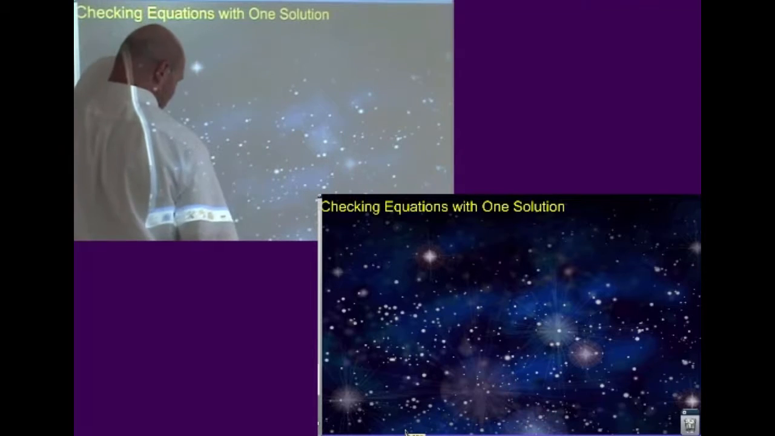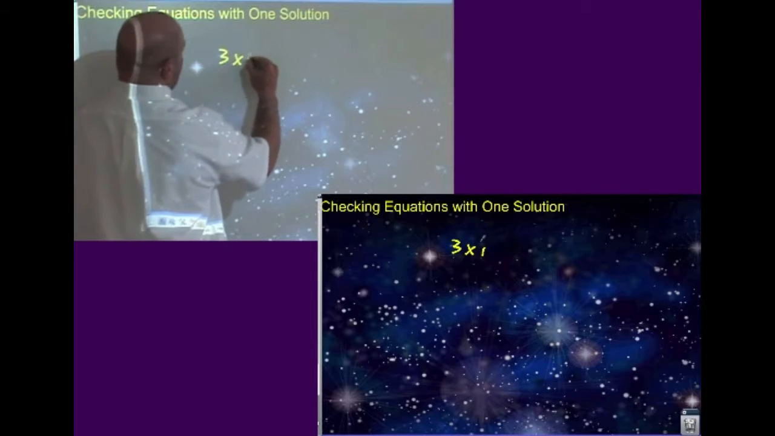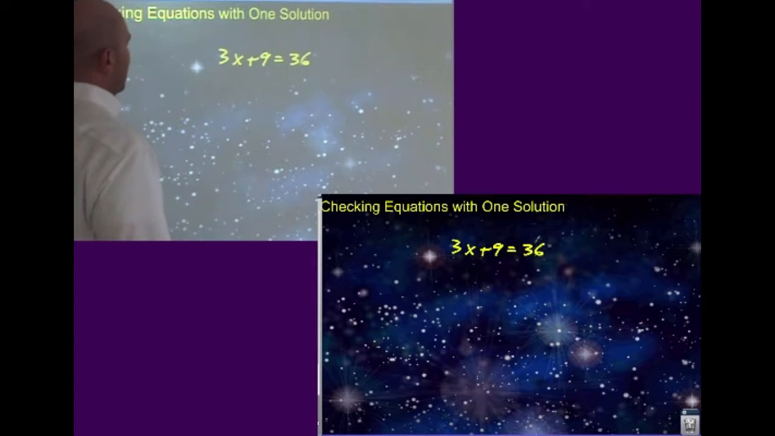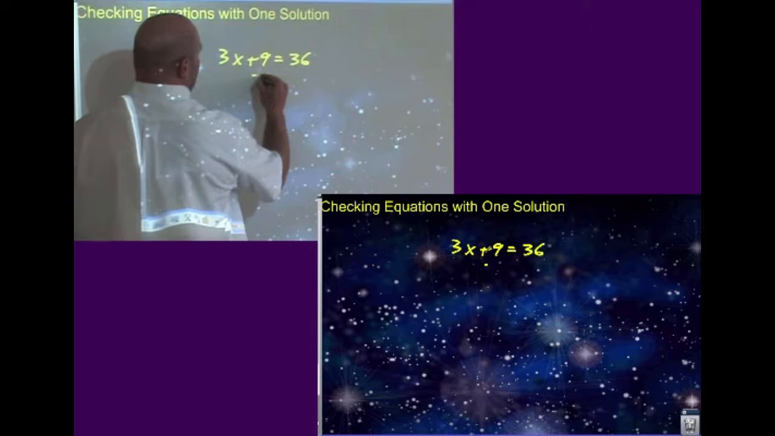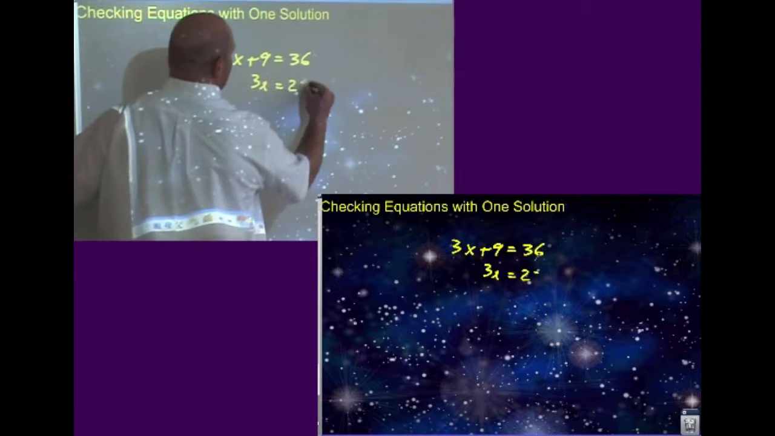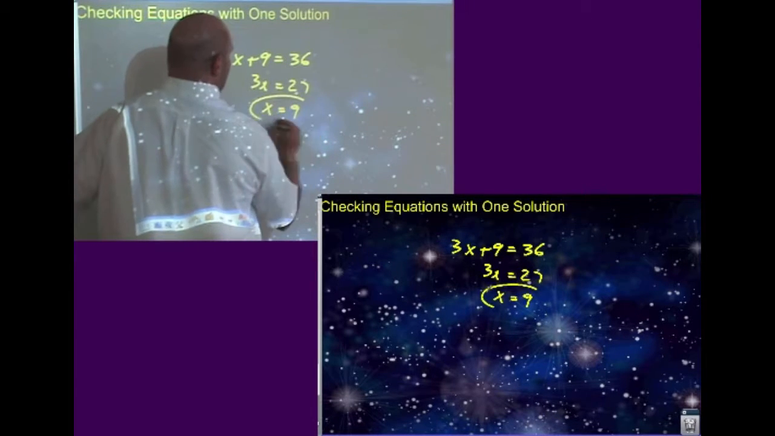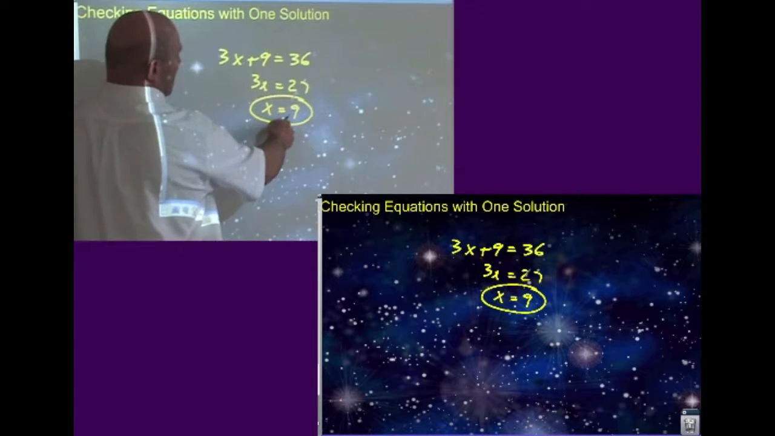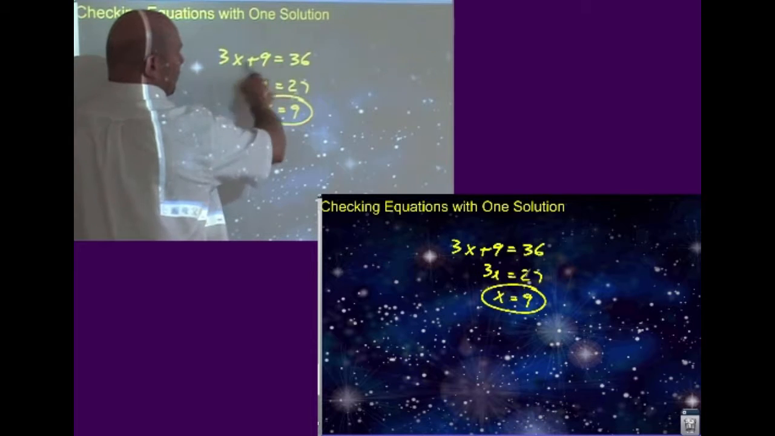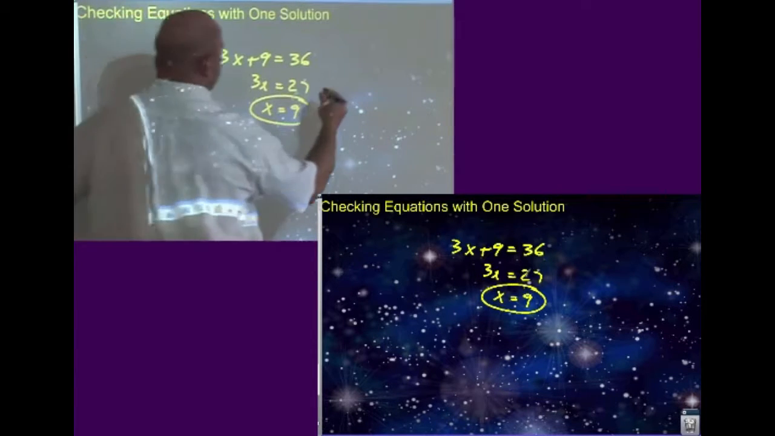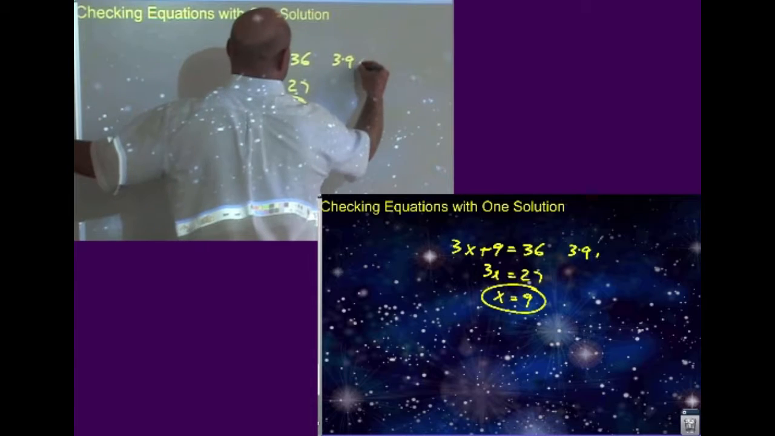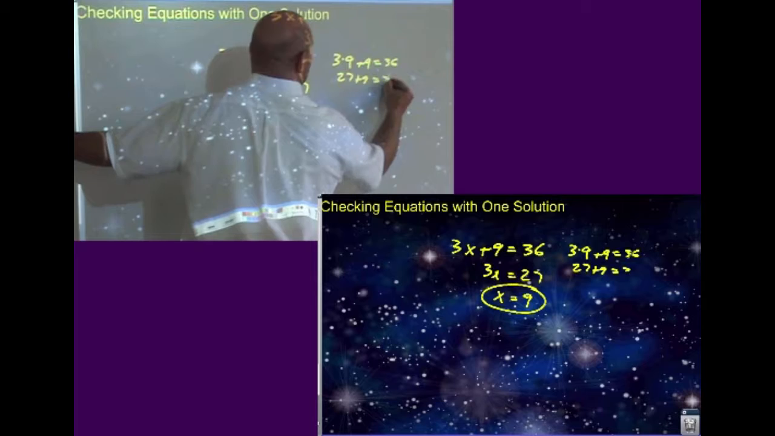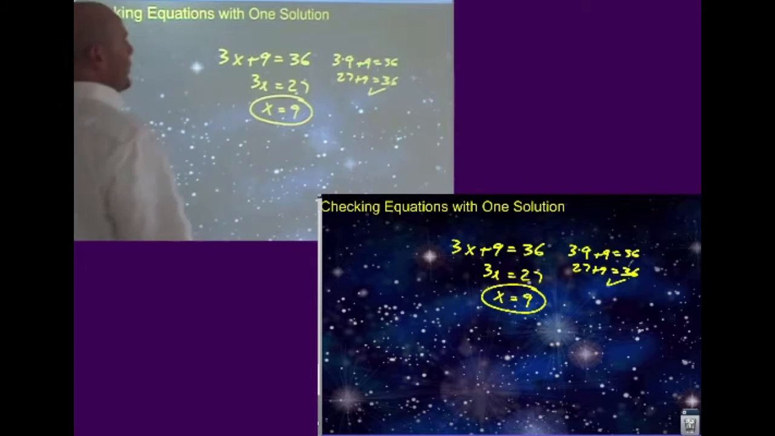If you have an equation, say like 3x plus 9 is equal to 36, and you solve this by subtracting 9 from both sides, dividing by 3, x is 9, and then you're going to check it. You check the answer always in the original equation, no matter what's going on. You go back to the original. 3 times 9 plus 9 is equal to 36. 27 plus 9 is 36. That's enough to know for sure that this is true.